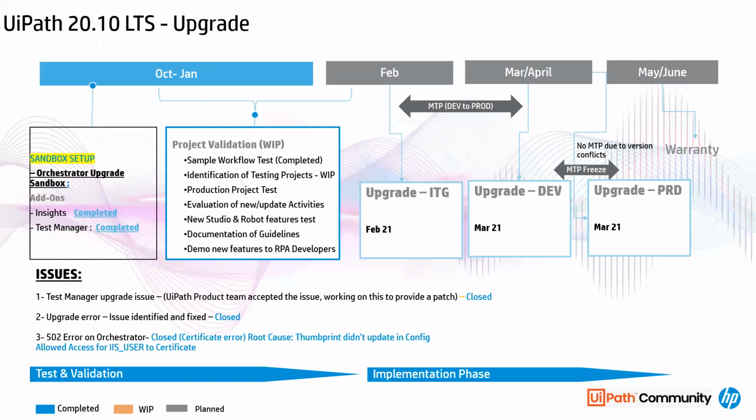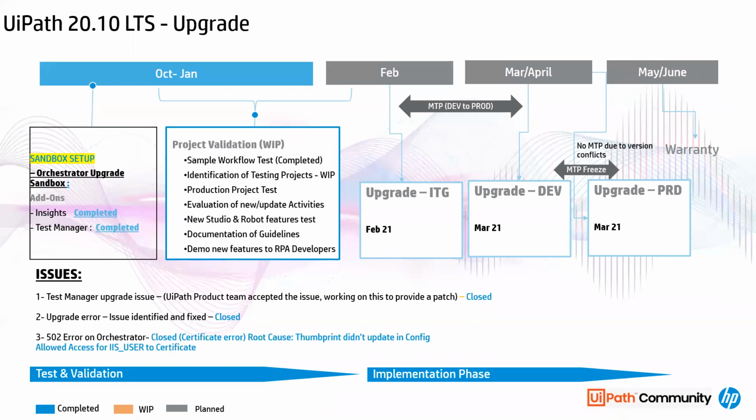The development and production upgrade happens in a very short time. All the testing with the larger community happens between ITG and development. But from development to production, it's a very short time where we immediately take these upgrades to development and production. So the MTP freeze window can be shortened. After that, we do the robot upgrade, because today one of the challenges is that it doesn't upgrade automatically, right? So we have to upgrade those robot versions.